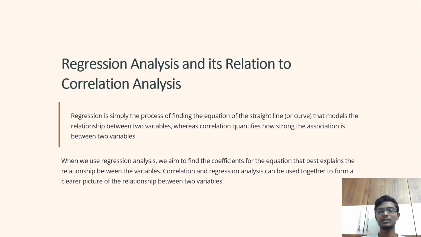In this slide, we'll discuss regression analysis and its relation to correlation analysis. Regression is simply the process of finding the equation of the straight line or a curve that models the relationship between two variables. Whereas correlation quantifies how strong the association is between two variables. When we use regression analysis, we aim to find the coefficients for the equation that best explains the relationship between the variables. Correlation and regression analysis can be used together to form a clearer picture of the relationship between two variables.